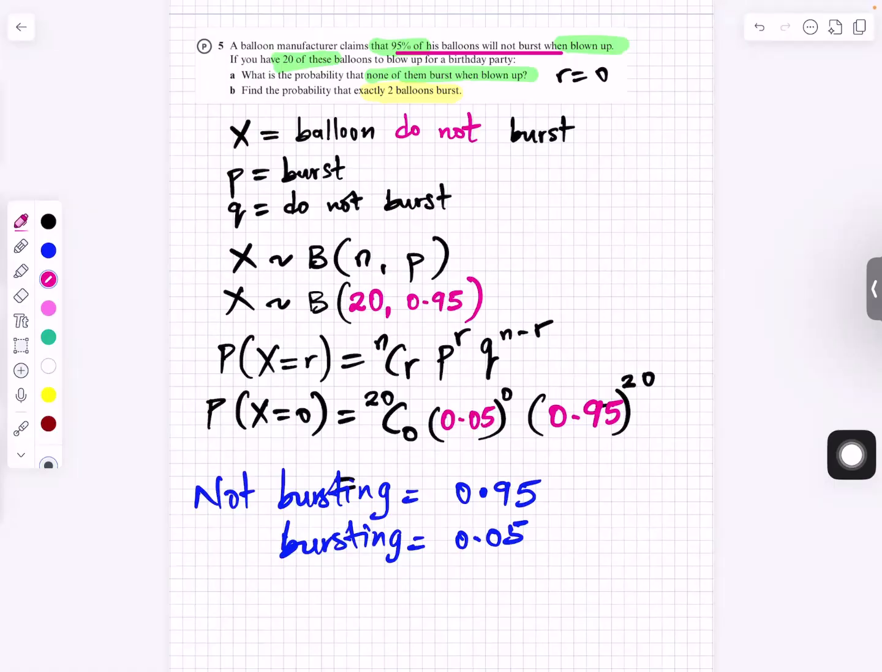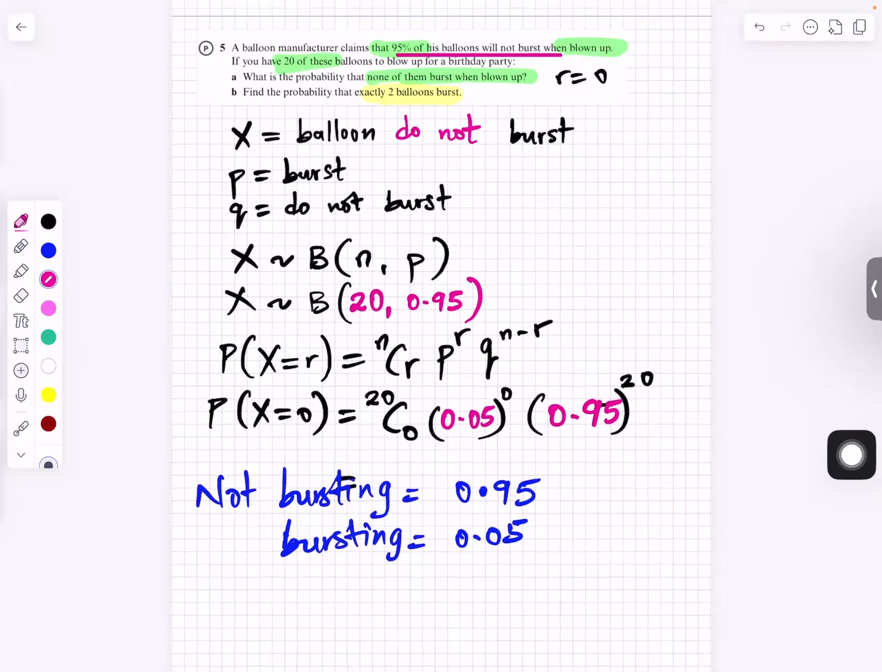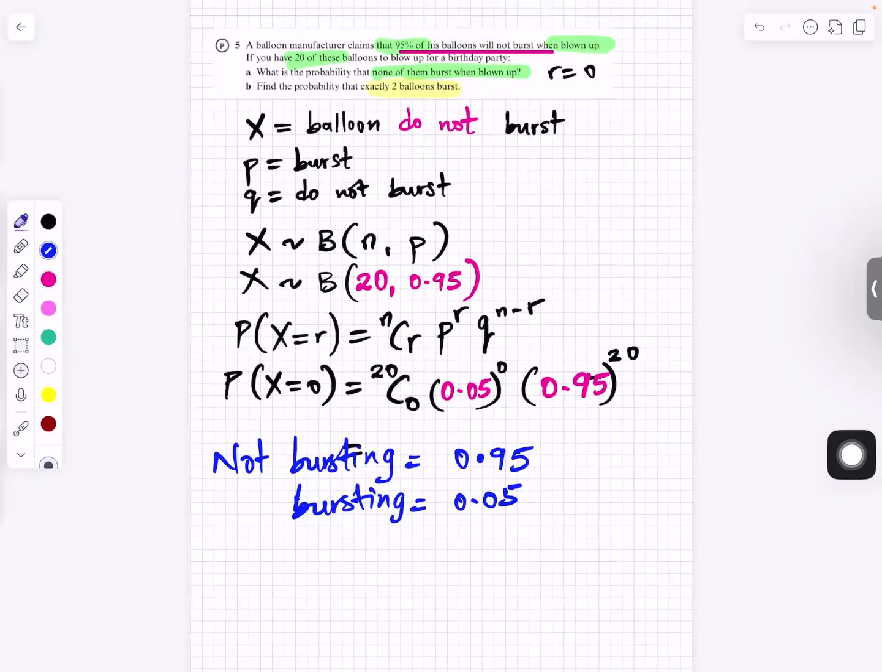So you can see that reading is the biggest problem in statistics. So now it would be 0.95 to the power 20. Okay, one second. 0.358, that is three significant figures. Does that make sense?